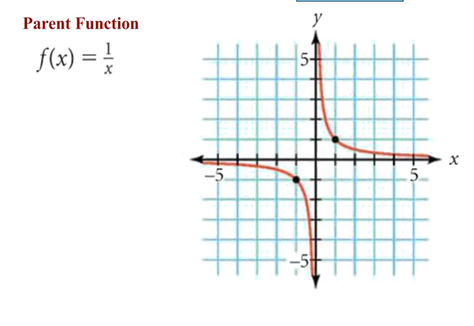Okay, so we're going to take a look at what we're going to consider the parent function, the parent rational function. Now we just defined a rational function as a polynomial over a polynomial. Well, this parent function has just about the simplest polynomial in the numerator, the number 1, and it has the next simplest polynomial, x, in the denominator. And we can see the graph of f of x equals 1 over x over here on the right. We're going to use this graph to identify some key characteristics.